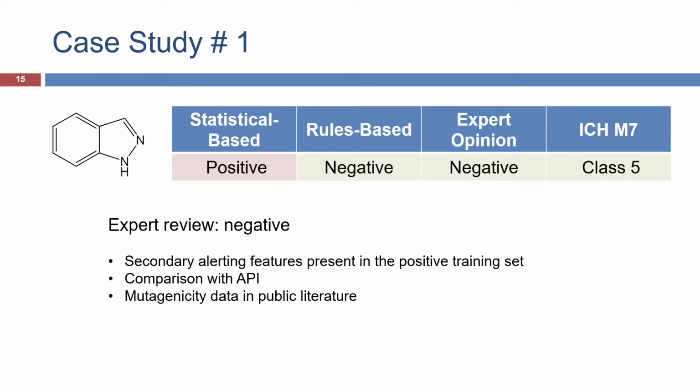So taking all this data into consideration, the fact that the secondary alerting features present in the positive training sets are likely driving that positive result, the comparison with the API, where indazole itself is a substructure of the API, and some mutagenicity data in the public literature, we conclude that indazole itself is negative, and then we classify it as class 5 for the ICH M7.